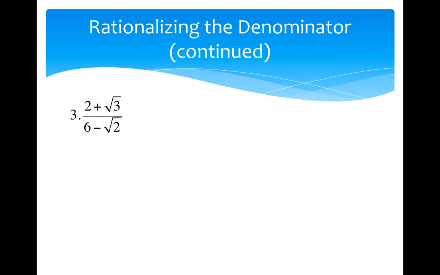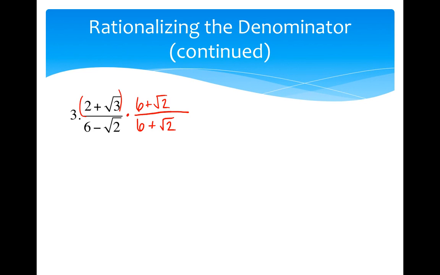Here's another one very similar to the last one that we just saw. So again, we have this root in the denominator that we can't leave there. So we're going to multiply by a form of 1. Because of the subtraction, we're going to use the conjugate. It just means that we switch the sign. So it'll be 6 plus the square root of 2. Whatever we do on the bottom, we also have to do on the top.